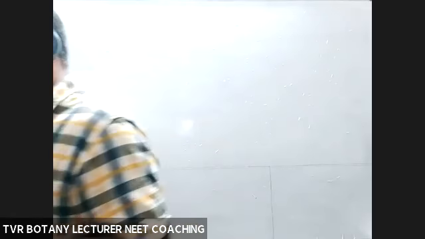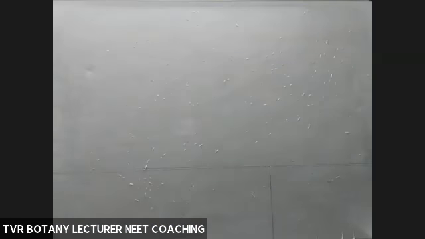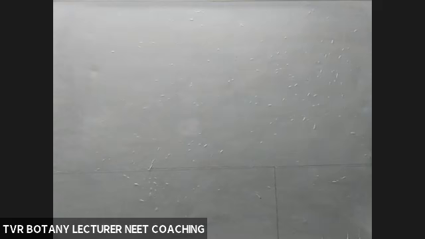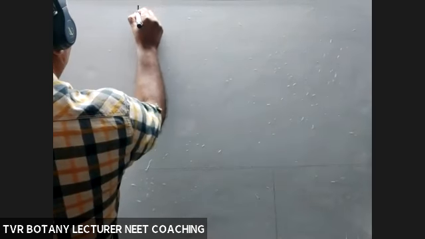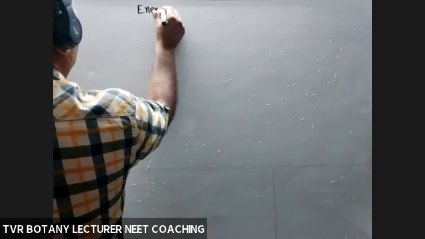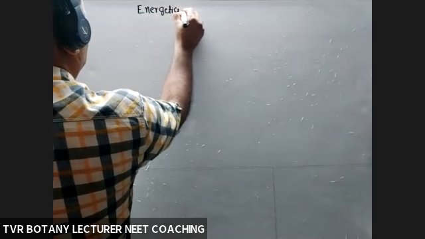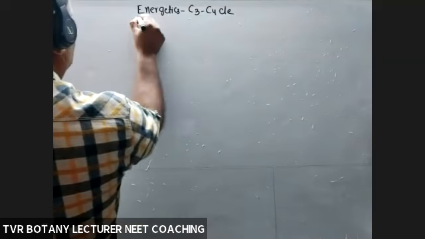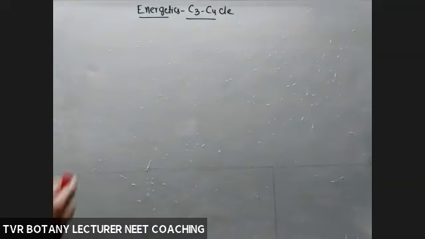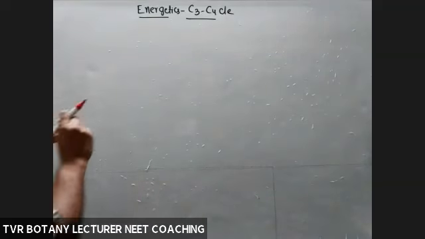Dear students, now we are going to discuss energetics of a C3 cycle. Energetics means what about the number of ATP and NADPH plus molecules consumed, and what about the number of glucose molecules produced. So, for example, this is a C3 cycle.